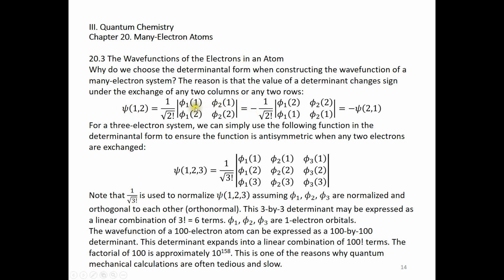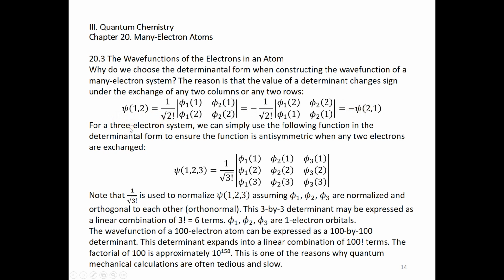So if you look at this determinant and this determinant, I simply exchanged this row with this row. I switched 2 rows, and therefore the sign changes. And psi(1,2) is negative psi(2,1).